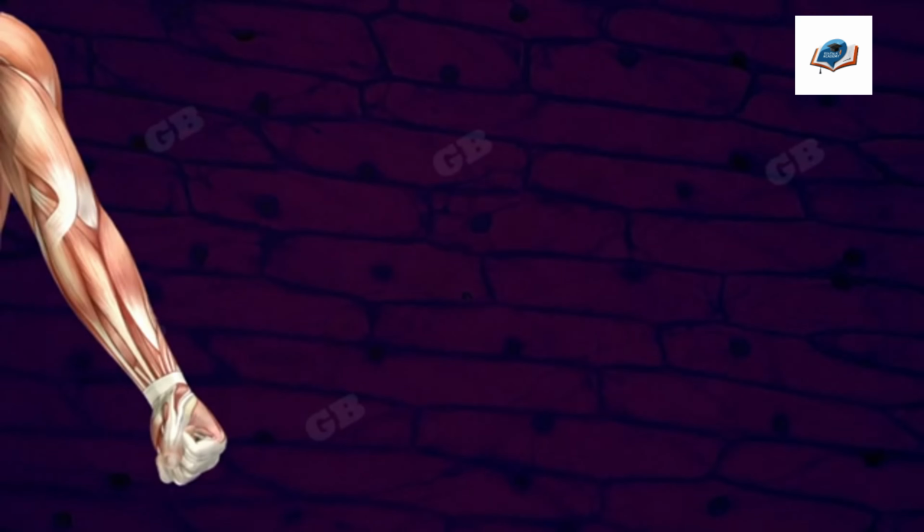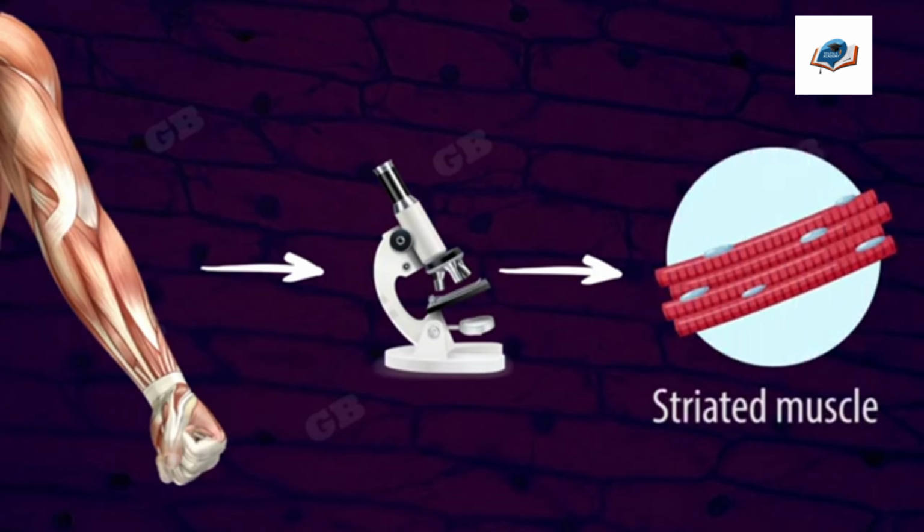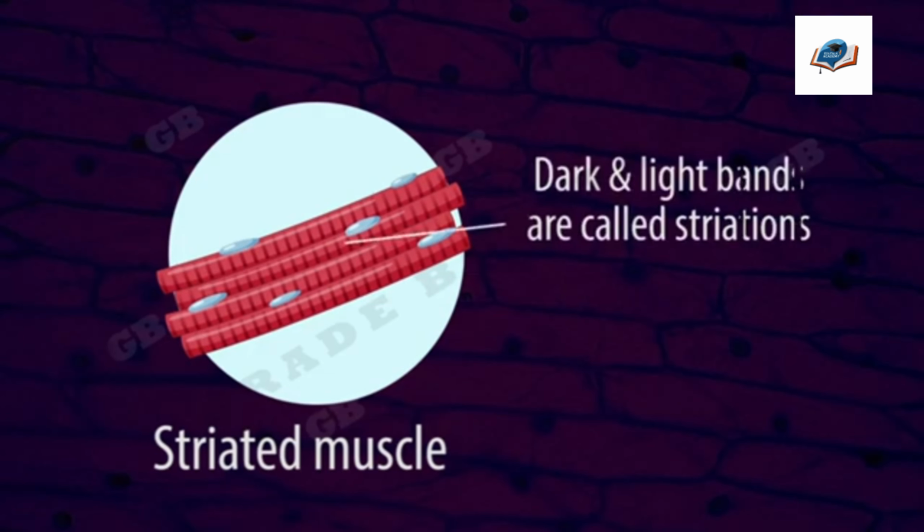Features of voluntary muscles. Striations. When voluntary muscle fibers are stained and observed under a microscope, they show striations. Striations refer to dark and light bands seen along the muscle fibers, giving them a striped appearance. Because of this, they are also called striated muscles.